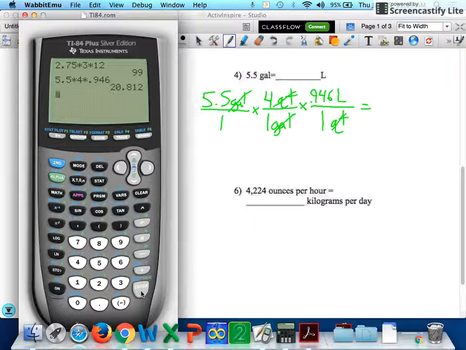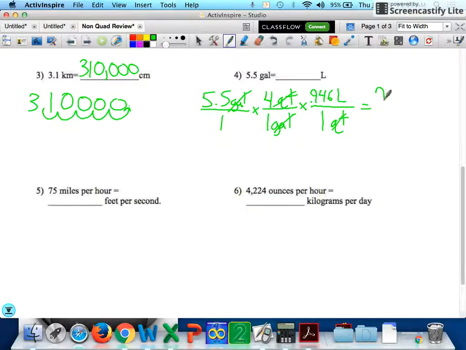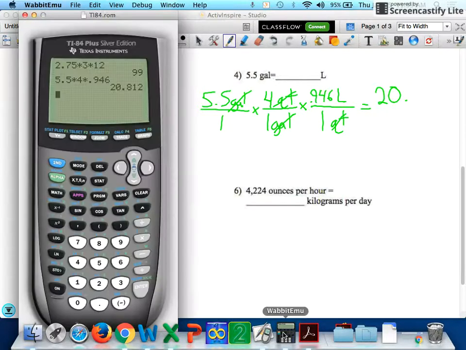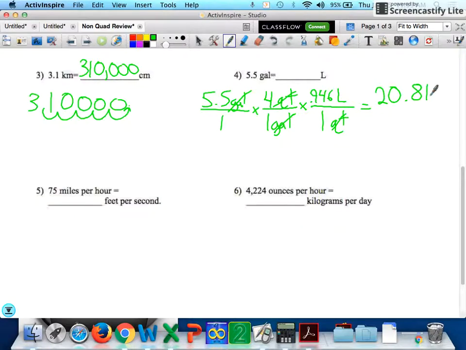A lot of people will round that off. Don't round it to 21. Leave the decimals. Our problem had decimals in it, so it's okay to leave decimal answers. That's going to be 20.812 or 20.81 liters. Now notice down on the bottom, if there are numbers down here, you have to account for those. You have to eventually divide to get your final answer. But this is a 1 and a 1 and a 1, so that is my final answer because that would just be dividing by 1.